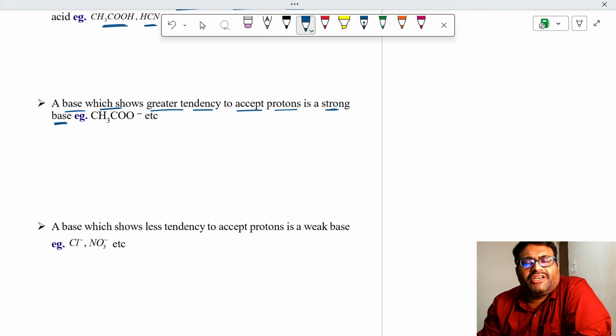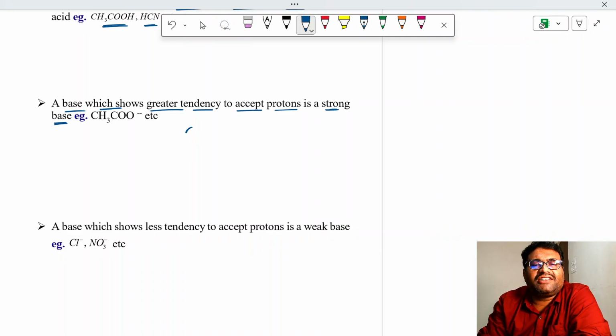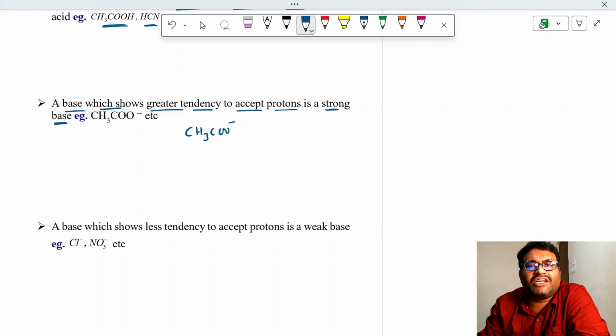So what you are speaking here is the difference between strong acid, weak acid, strong base, weak base. Base means, as we already understood, the ability to accept a proton. If it has more ability to accept a proton, then that will be a strong base, like here CH3COO minus. This minus is a negative charge. It has to lose that negative charge. So when a proton comes, it readily accepts that proton and converts into CH3COOH.